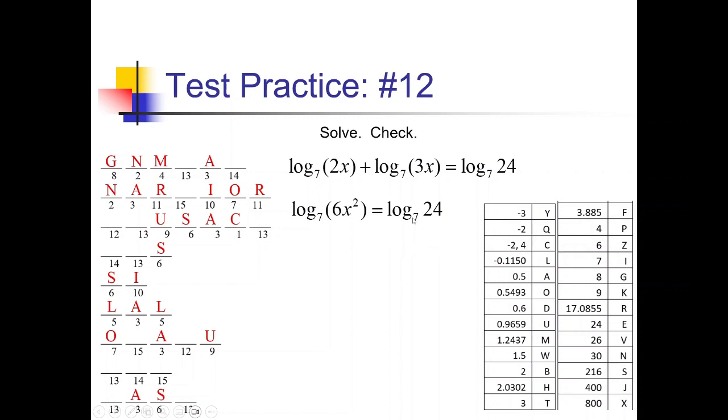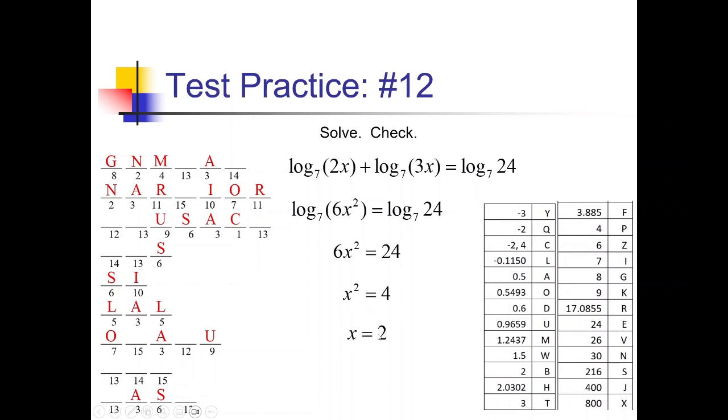Now that I have a single log on each side, I'll raise 7 to both sides, leaving me with just 6x squared and 24. And now it's just basic algebra. Divide both sides by 6. That's going to be x squared equals 4. Square root both sides. I end up with a positive and a negative 2.